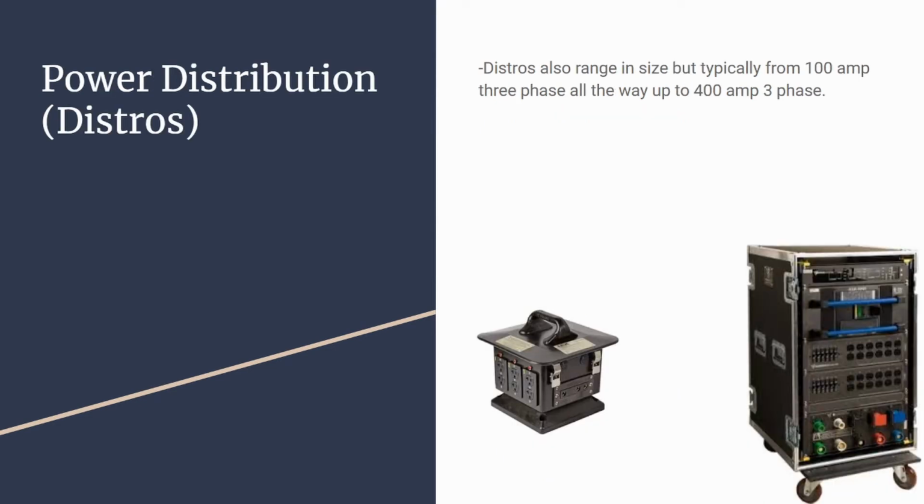Conversely, there are also power distribution, or distros. Distros also range in size, but the smallest one you're going to find is usually around 50 amp three-phase, and they typically range from 100 amp all the way up to 400 amp three-phase. You can see multiple distros on the same truck, one for audio, one for lighting, one for video sometimes. Sometimes it can be all combined, but where distros differ from dimmers is that dimmers can only ever be used for lighting.